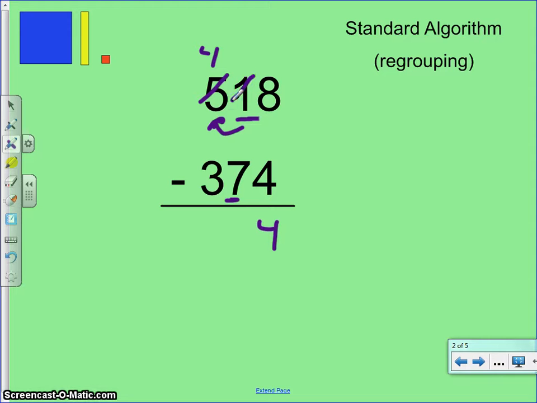So I no longer have 1 ten, but now I have 11 tens. So 11 minus 7 is 4. So 11 tens minus 7 tens is 4. Then I finally go to my hundreds. 400 minus 300 equals 100. So I have 144.